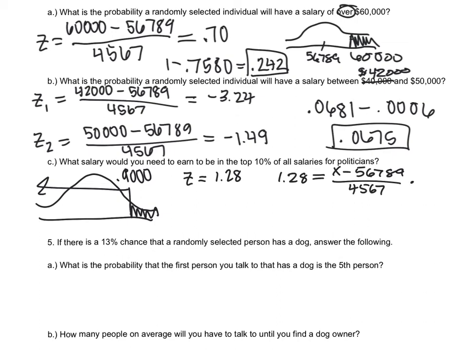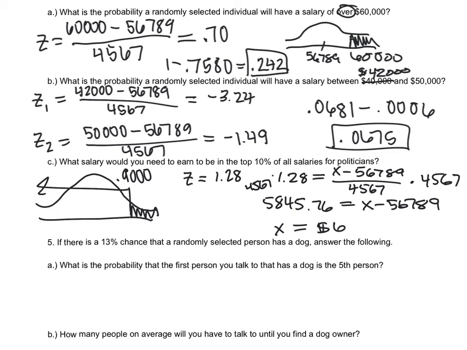My first step is going to be to multiply both sides by that 4,567, which again is going to give us 5845.76 equals x minus 56,789. Then we're going to add that 56,789 to both sides to give us a salary of 62,634.76. So that is the salary you would have to make in order to be in the top 10% of all salaries for politicians.